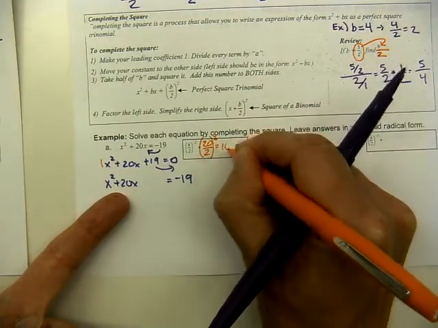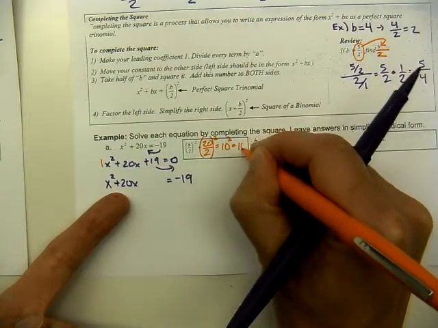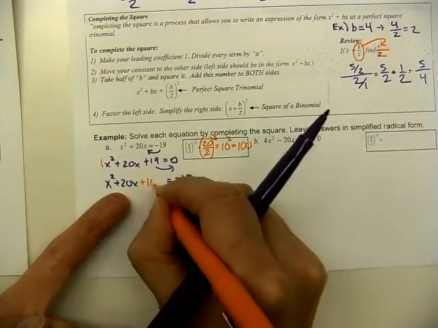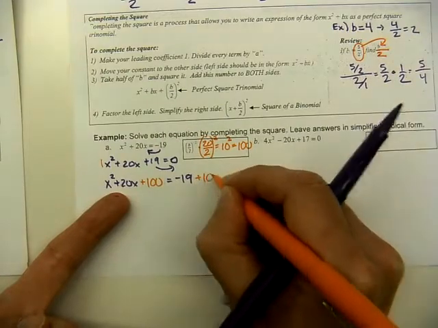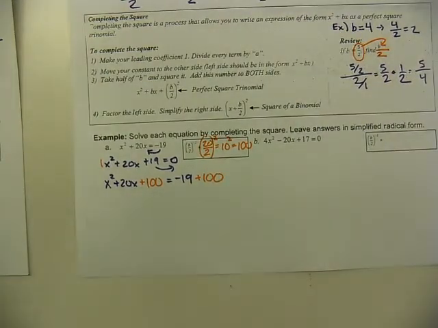So 20 over 2 is 10. We have to square that, and we get 100. That's the magic number, we have to add 100 to both sides. Again, we're adding the same value to both sides to keep the equation balanced.